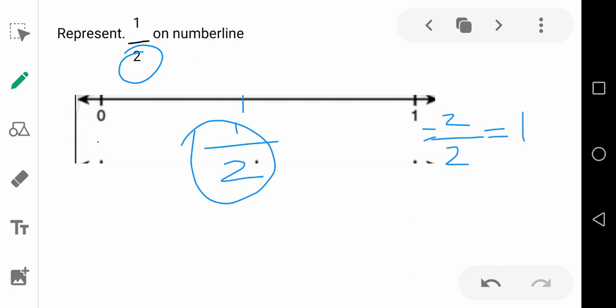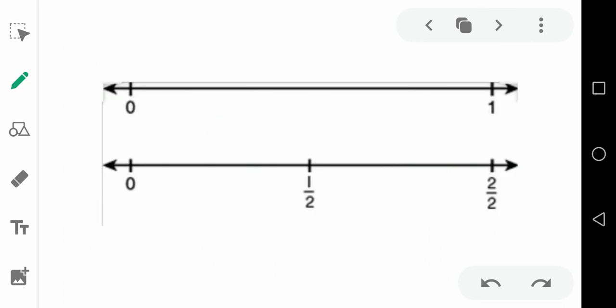So this is how you have to mark. First you draw the number line and mark 0 and 1 on it. Then you divide it into 2 equal parts, and you mark the first point as 1 by 2 and the next as 2 by 2. That's it, a clear representation on the number line. We will do one more example so it will be clear for you.